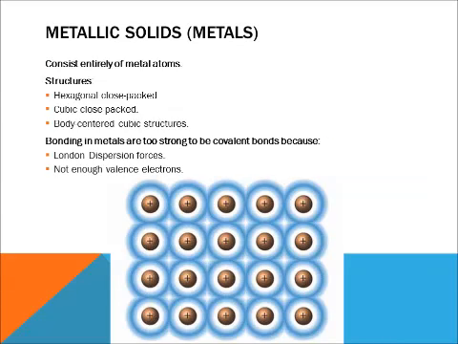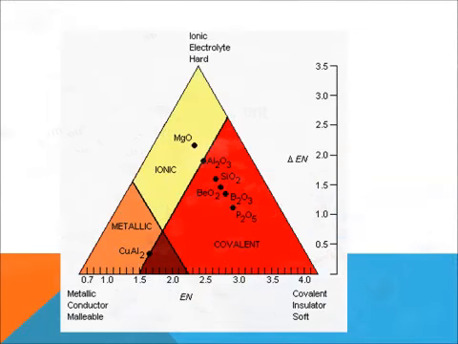Metallic solids, also known as metals, consist entirely of metal atoms. Structures include hexagonal close-packed, cubic close-packed, or body-centered cubic structures. Bonding in metals is too strong to be covalent bonds because of London dispersion forces and not enough valence electrons. This is a diagram illustrating how electronegativity of compounds affects their bonding in solids.